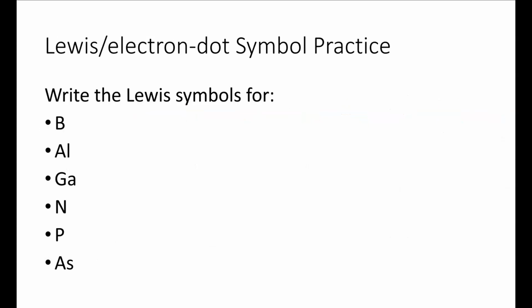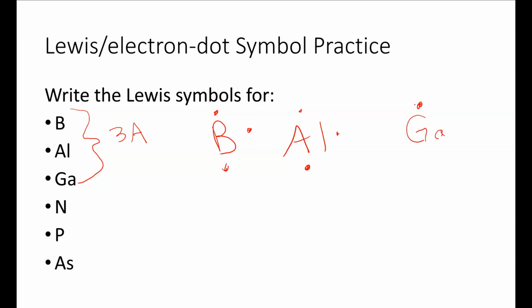So I'd like you to take a moment to practice the electron structures for each of these. For all of these, they're all in group 3A. So they're going to have a similar structure. Notice that with these dots, it's not as important which sides they're on as that we have 3 separate locations for them.